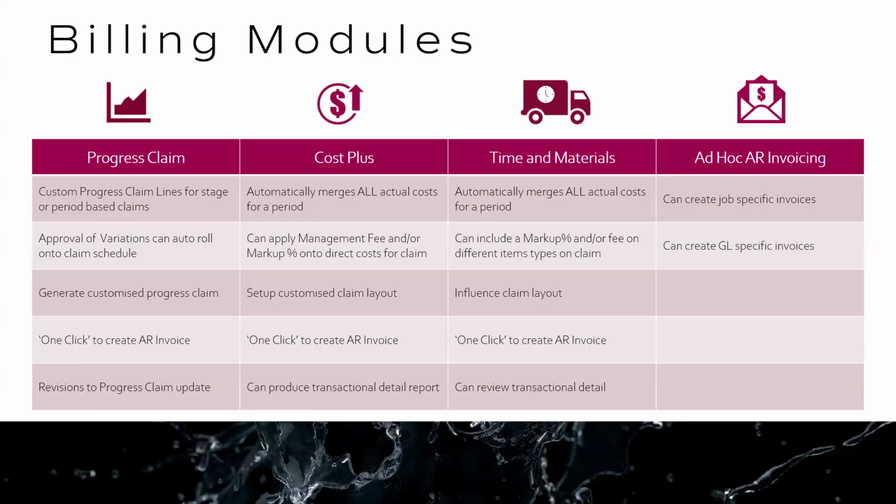The system is smart enough to know how to update the details on the AR invoice, etc. It'll prompt you through the steps, so we'll step through that later. Any questions on that screen there, the progress billing module? Otherwise, I'll keep moving forward.